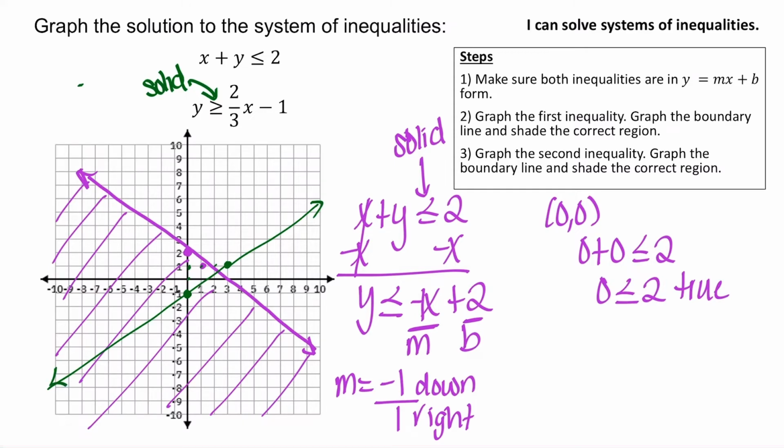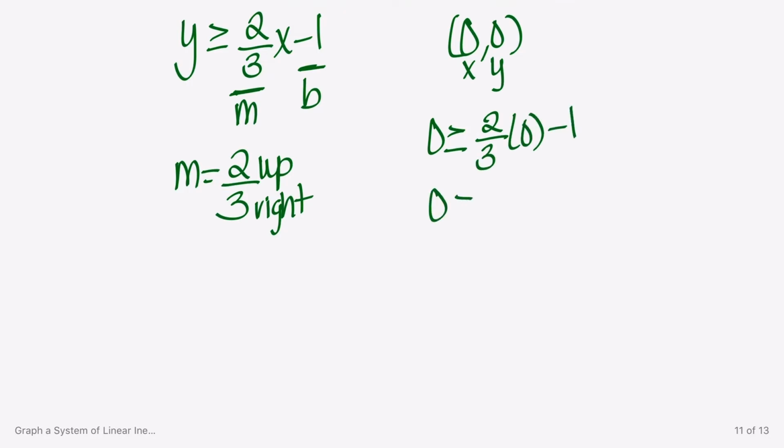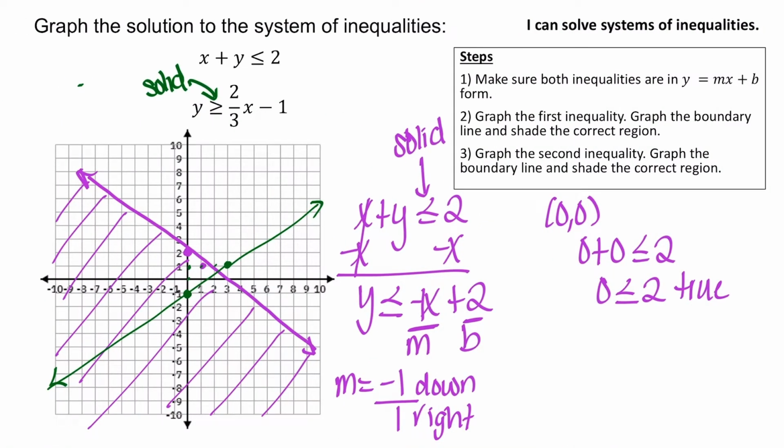And then I can use 0, 0 as my test point since it's not included on my line. I plug in for x and y. So I have 0 is greater than or equal to 2/3 times 0 minus 1. So I have 0 is greater than or equal to 0 minus 1. So I have 0 is greater than or equal to negative 1, which is true. So I'm going to shade towards 0, 0. So that would be this side of my graph.